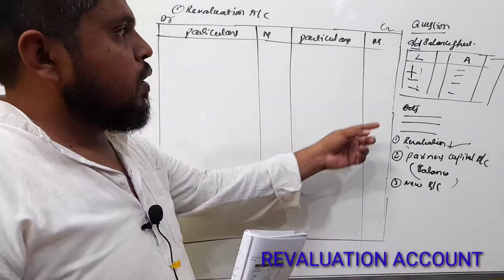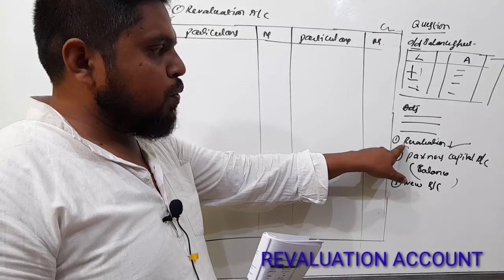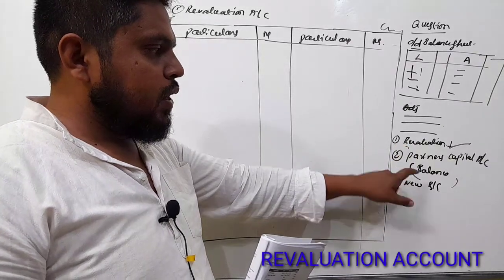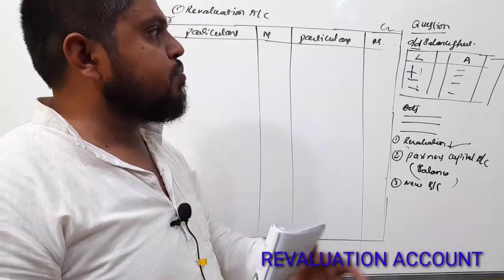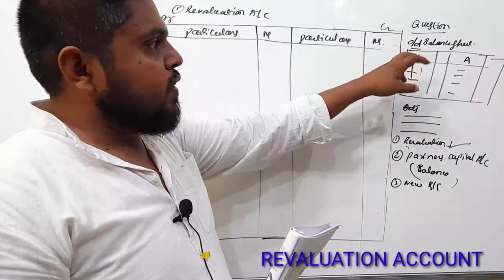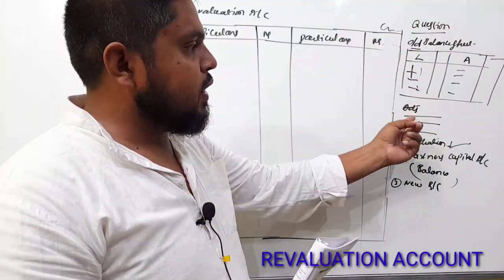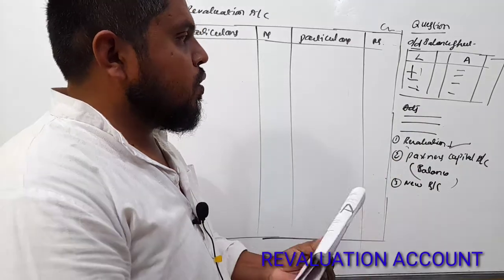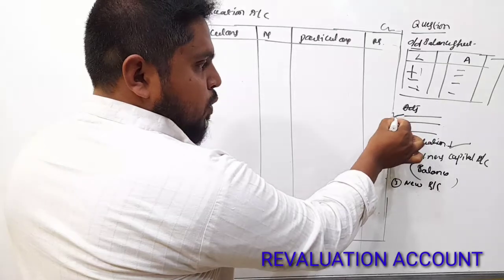Now, so 3 steps. First, you have to prepare revaluation account. Second, partners capital account, and third, new balance sheet. So first in the question you will get the balance sheet and adjustments. So here under first step, these adjustments we have to record.